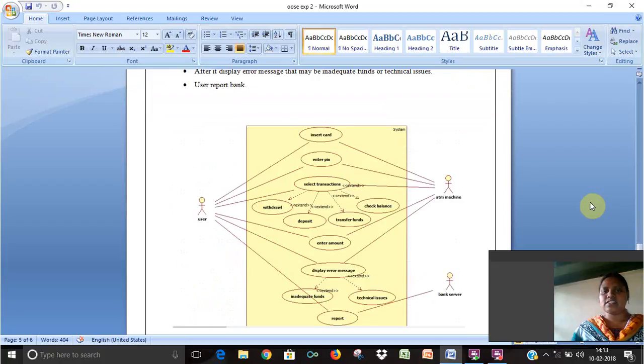So this is the third scenario. First we will insert card and then enter PIN, and then select the transaction, that is withdrawal. We will enter the amount, and then it will display within seconds an error message. That may be inadequate funds or technical issues. So that should be reported to the bank.